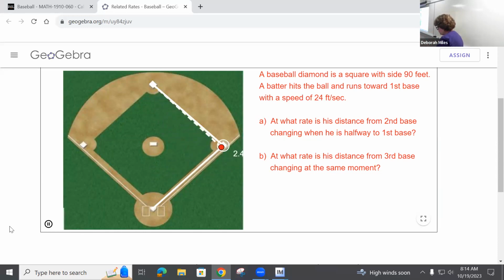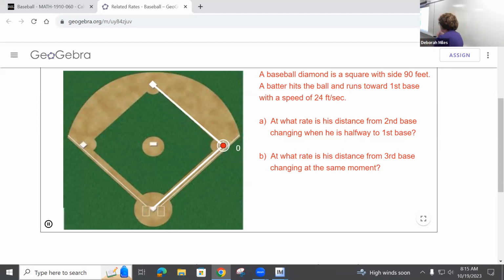Yes, ma'am. You said somebody was getting smaller? I'm not sure what I said. What I meant was, the runner is the red dot. As that red dot gets closer to first base, as that distance gets smaller, his distance from second base also gets smaller. Some problems we're talking about his distance to first base, and his distance as he's running from first base to second base, what's happening to his distance from home plate.